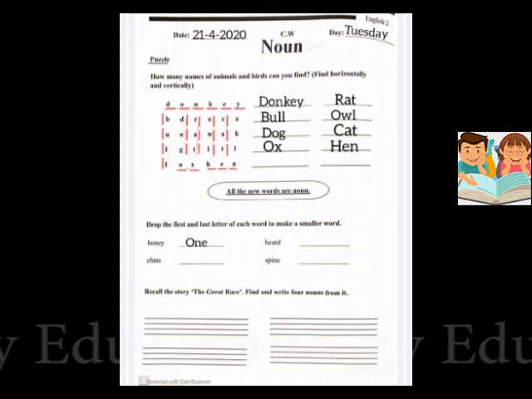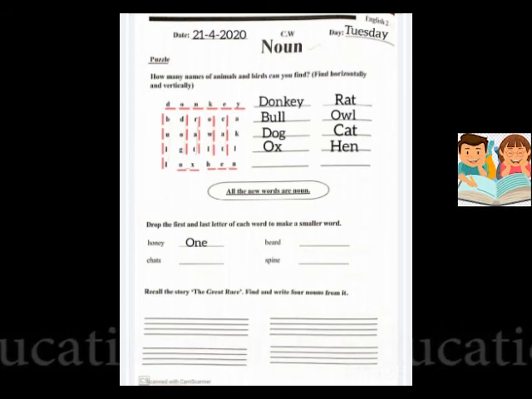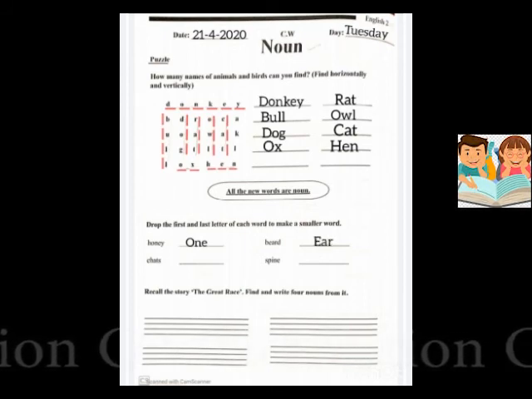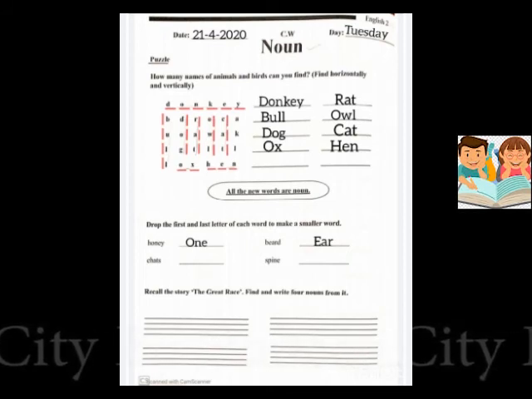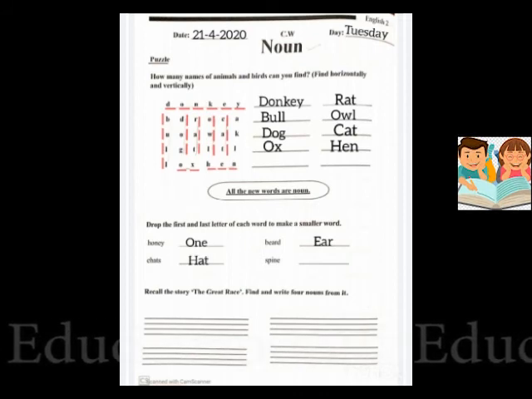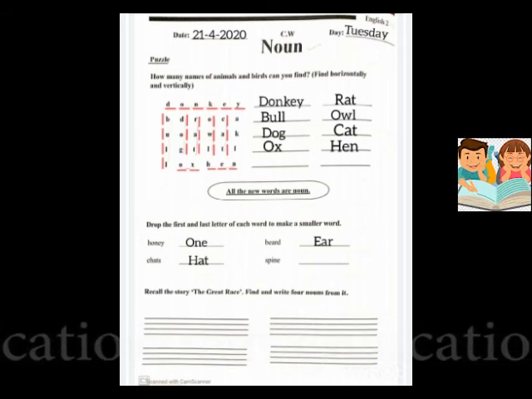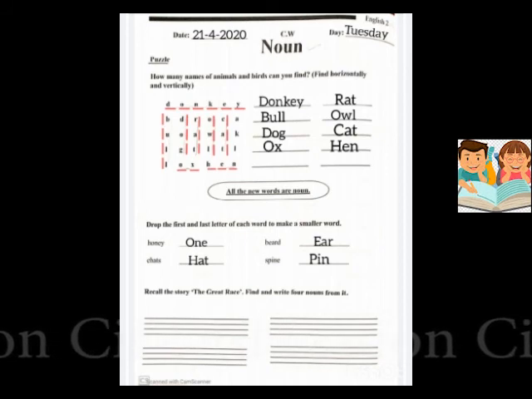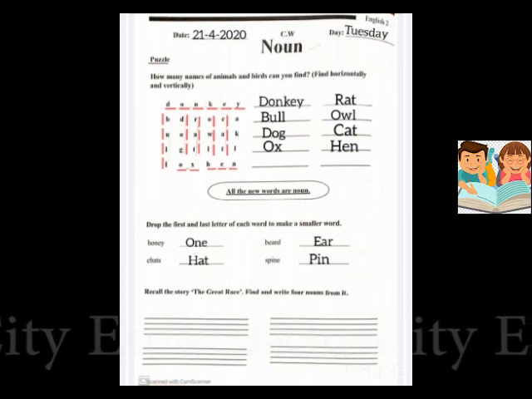The next is bread. It's an ear. Good. Next is charts. Drop the first and last letter. Here is the word hat. The next is spine. Drop the first and last letter. It's a pin. Good. So the next is recall the story The Great Race.